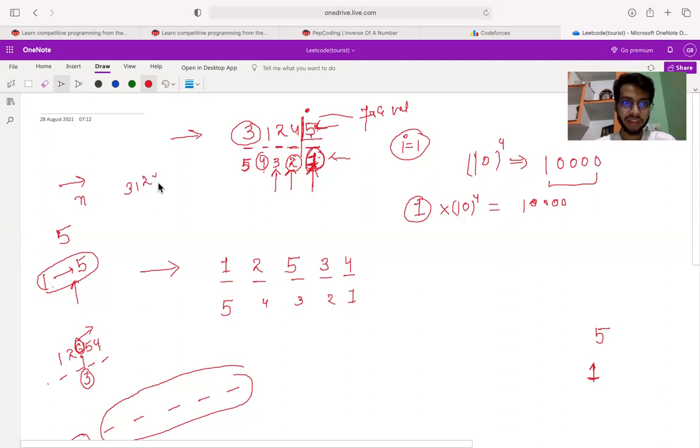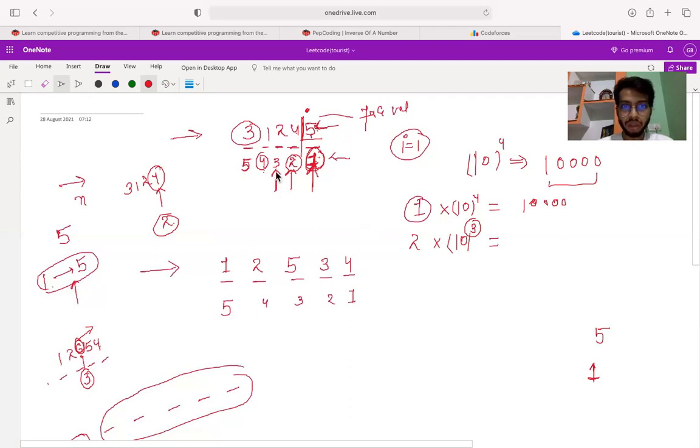Now I divide by 10. What will the remainder be? Remainder will be 4. So where do I need to place 2? I have to place 2 at the fourth index. So if I need to place 2 at the fourth index, I simply multiply it with 10 raised to power 3. Why am I multiplying it with 10 raised to power 3? Because 10 raised to power 3 is the first 4 digit number. So that's why I'm multiplying it.